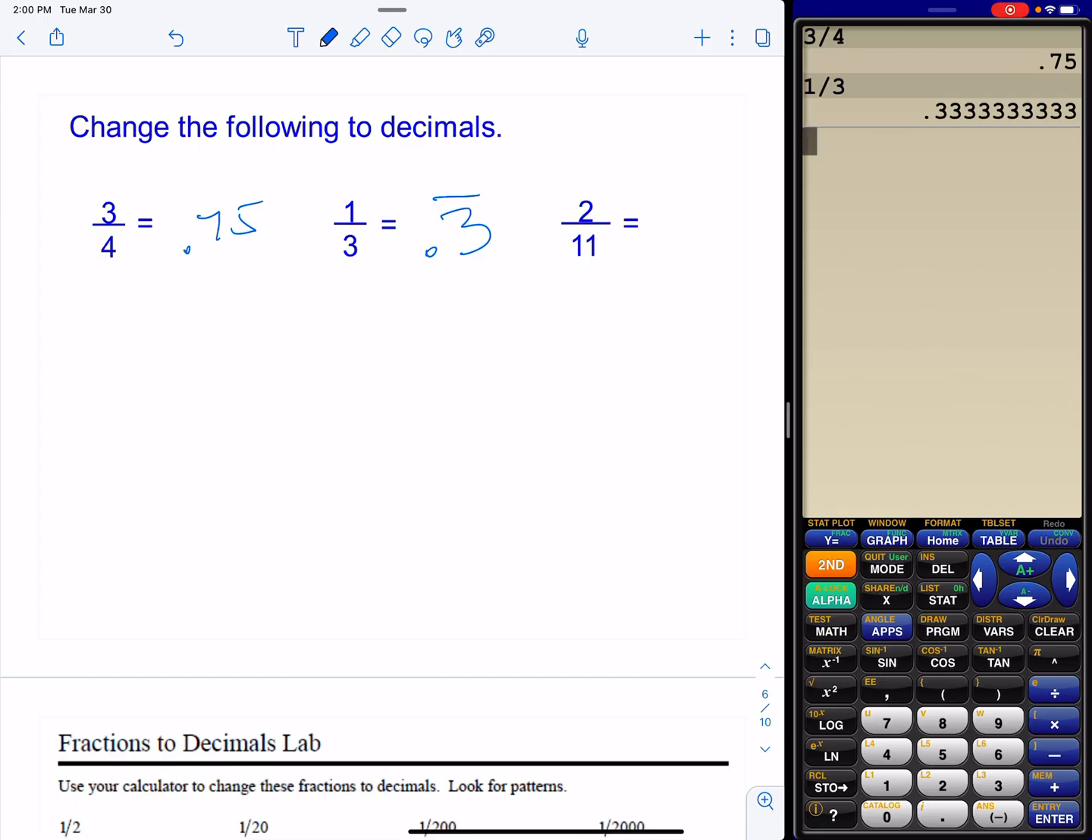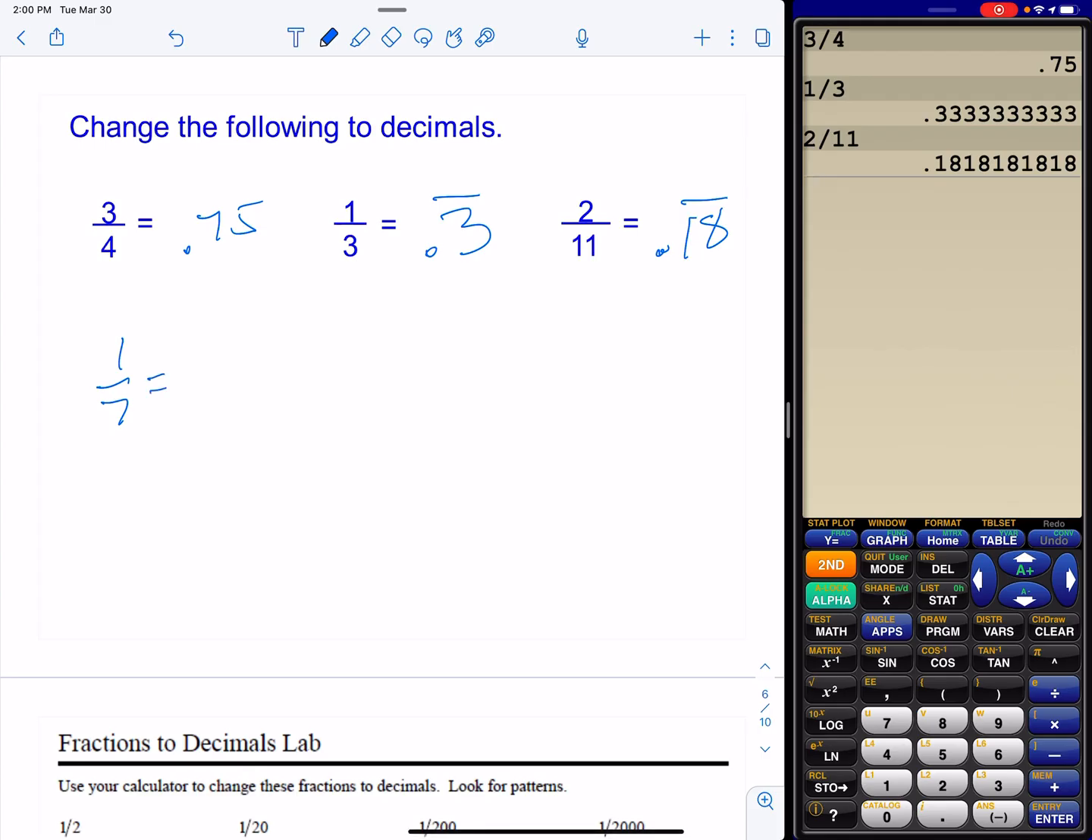Next one, 2 divided by 11. Oh, look at that one. What do you notice about that one? 0.1818181818. Do you notice a series of digits repeating? So this one is 0.18. I write the part that repeats one time, and I put a bar over both of those numbers because that entire 18 repeats.